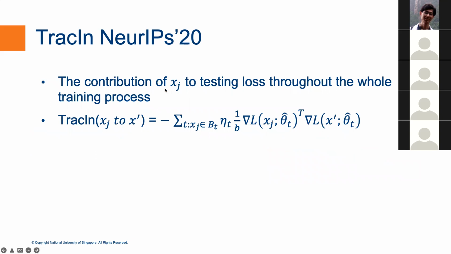And the contribution of xj is accumulated throughout the whole training process. As long as xj is included in the batch Bt, we just add this quantity into the whole contribution of xj to x prime. And this T can be continuous iterations, or it can be checkpoints.